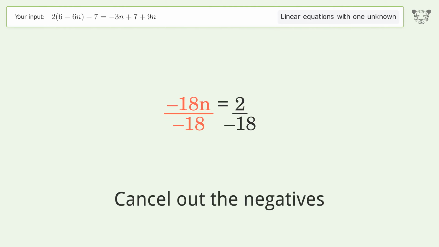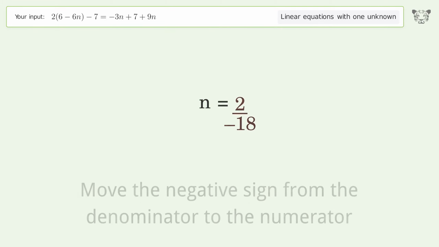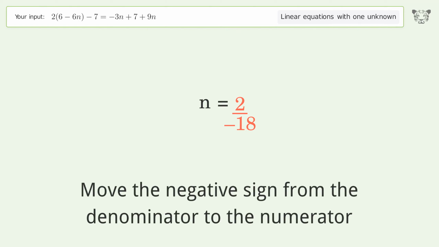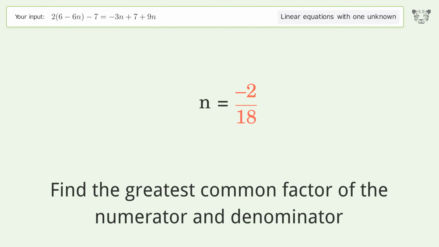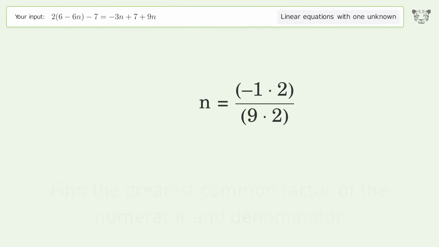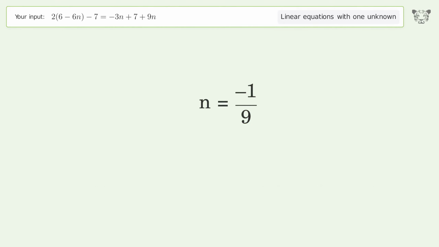Cancel out the negatives. Simplify the fraction. Move the negative sign from the denominator to the numerator. Find the greatest common factor of the numerator and denominator. Factor out and cancel the greatest common factor. And so the final result is n equals -1/9.